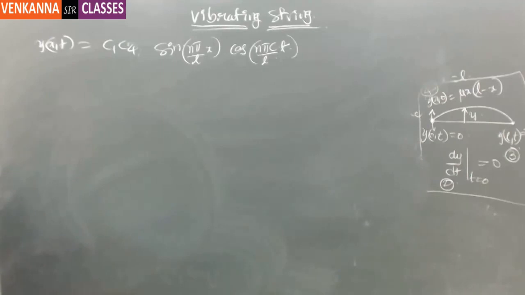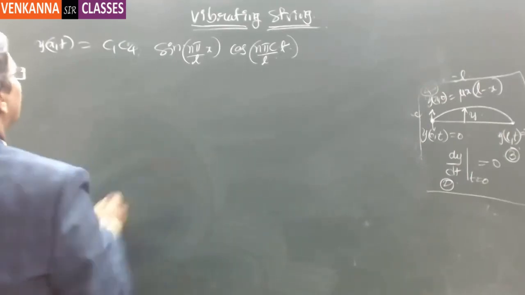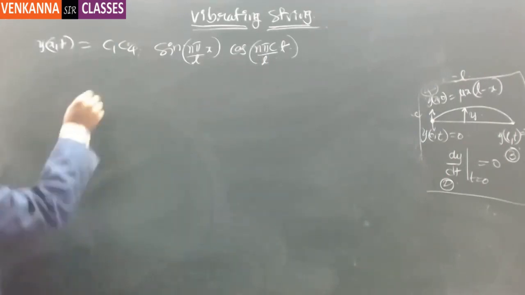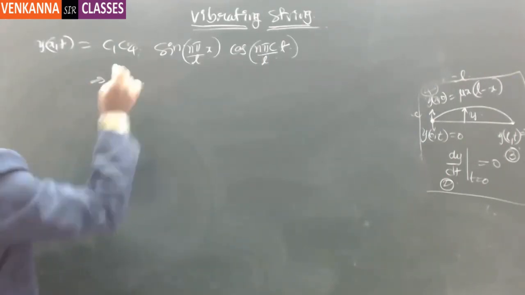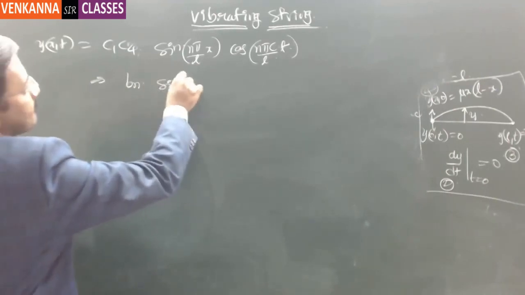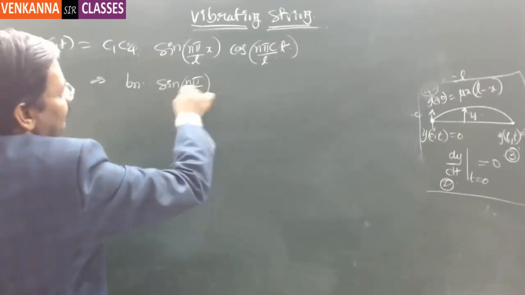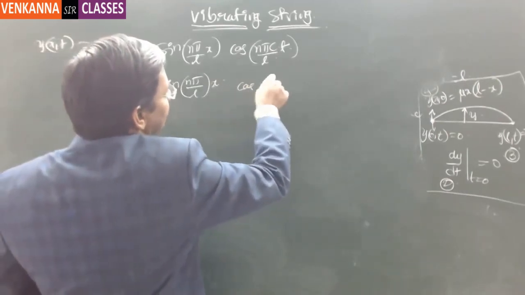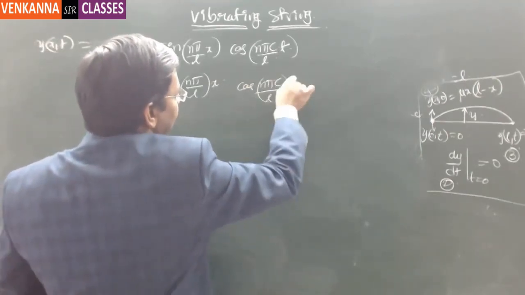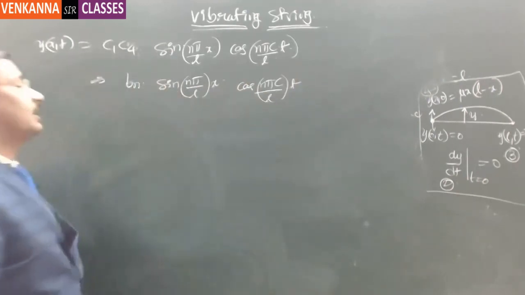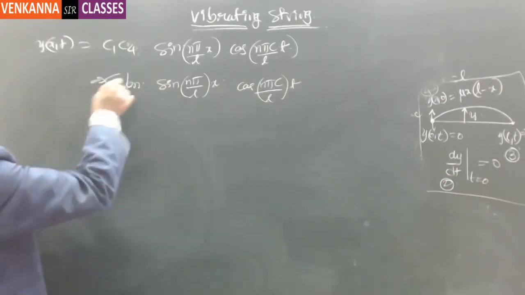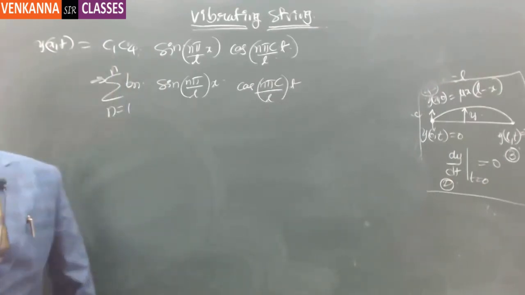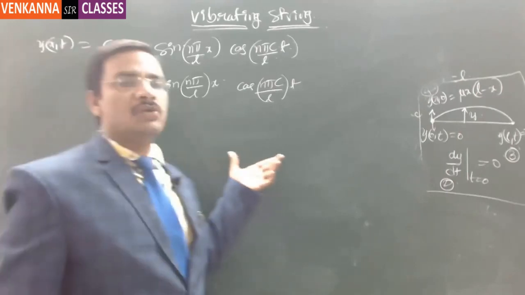Now one last boundary condition we have to substitute. Now there is something called n that comes into the picture. So this is going to be Bn times sin n pi by L times x cos of n pi c by L times t. Here I have brought in Bn and put a sigma from n equal to 1 to n. Why we have kept it in this particular format is, as we know from differential equations, right?